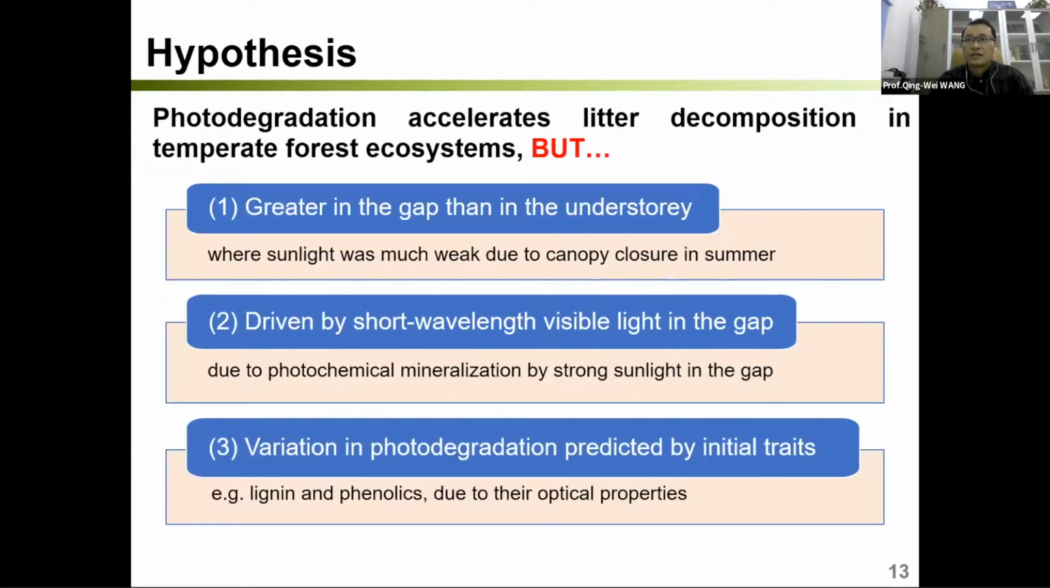Our hypothesis is that photodegradation accelerates litter decomposition in temperate forest ecosystems, but it would be greater in the gap than in the understory, where it's really dark in summer. In the gap, photodegradation would be driven by short wavelength light, considering the former mechanisms. So the variation in photodegradation among species could be predicted by initial litter traits, for example lignin and phenolic compounds, due to their optical properties.